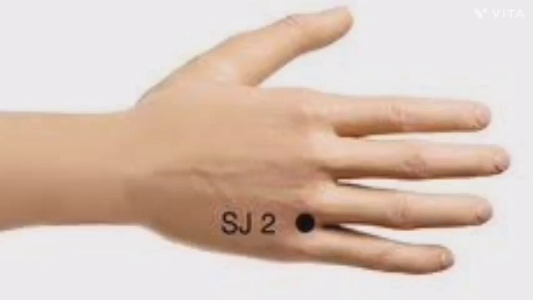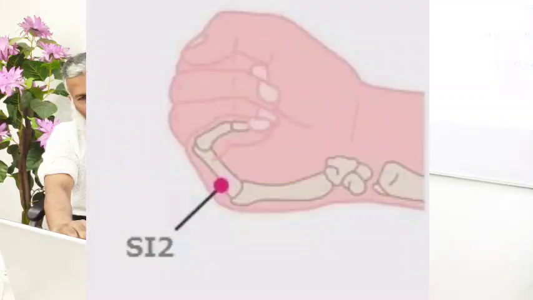The second point to be known as Yemen, that's called EM2 point. Why is that Yemen to be considered as EM2? Why is that Yemen to be considered as DU15?